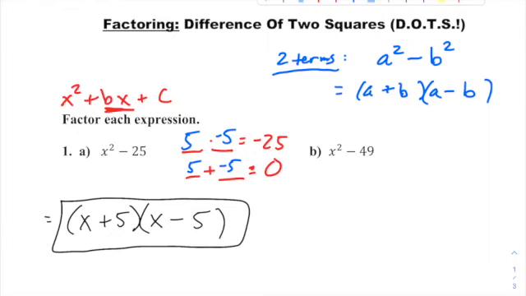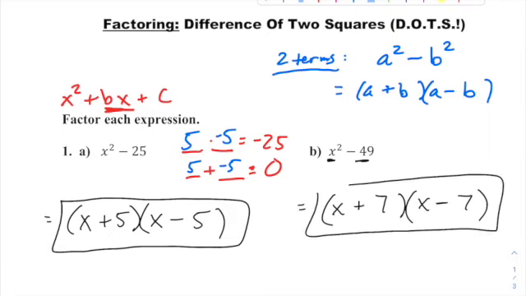So this part b here, x squared minus 49, if you happen to pick up on this, it's like, what squares to give you x squared? Well, that's x and x. Minus 49. 49 is a perfect square. What squares to give you 49? Or in other words, what's the square root? 7. 7 and 7, but one plus and one minus. And there you go. Check by foiling if you like.